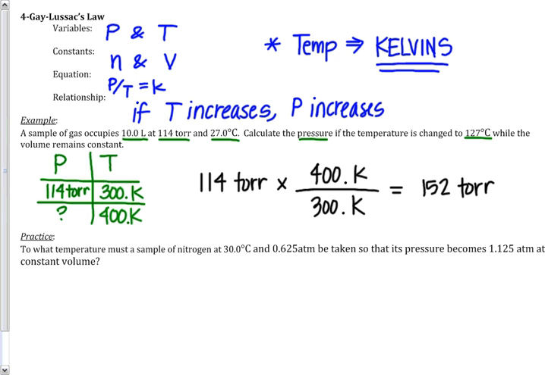And now you should be ready, hopefully, to try the learning check, the practice problem that's below. Work it out first and then go ahead and answer your question online. Good luck.